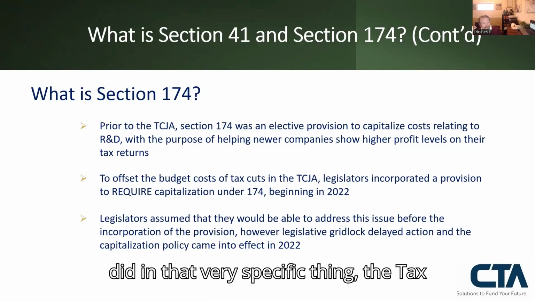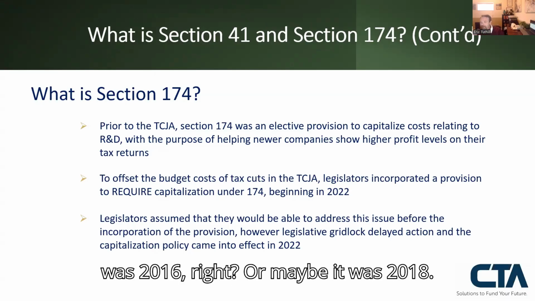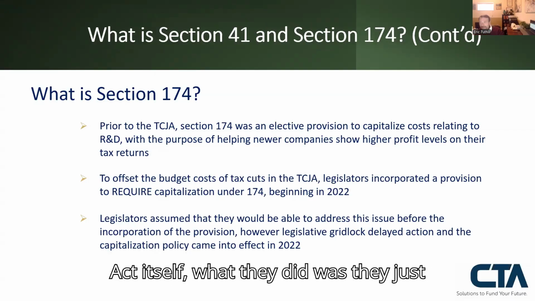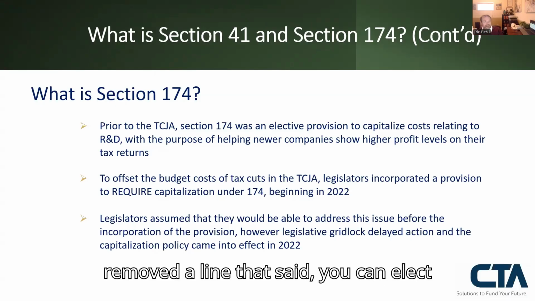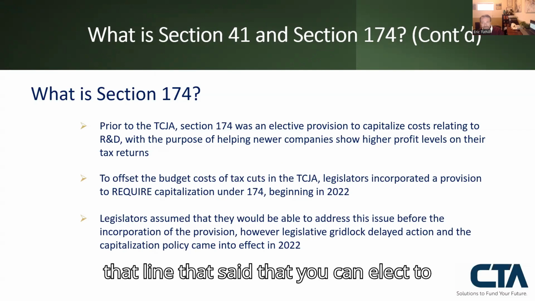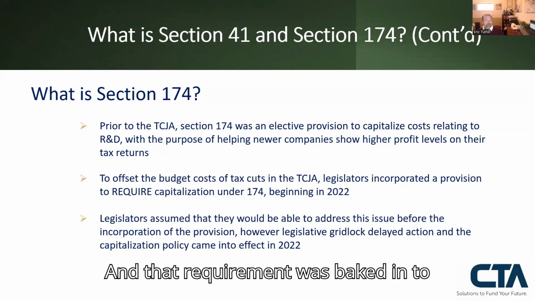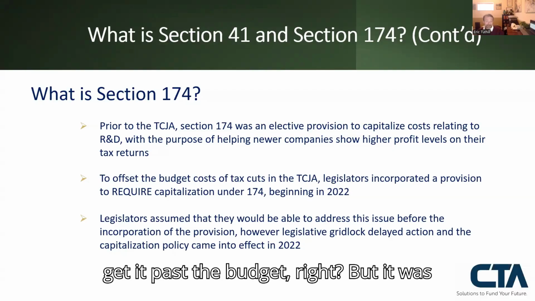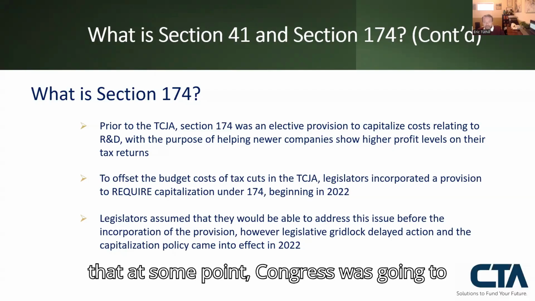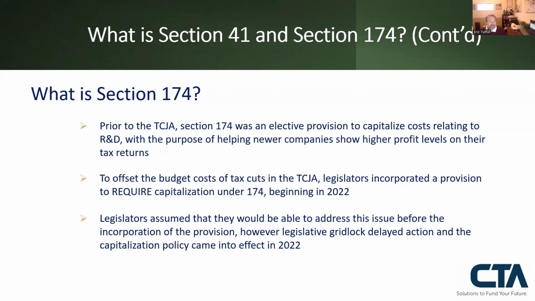And what they did in that very specific thing in the Tax Cuts and Jobs Act in 2016, I think that was 2016, right? Or maybe it was 2018. But in any case, in the Tax Cuts and Jobs Act itself, what they did was they just removed a line that said you can elect to expense this. And when they removed that line, they made it required, right? And that requirement was baked in to get it past the budget, right? But it was baked in like 3 or 4 years down the line, with the whole understanding that at some point Congress is going to go in and say this would be completely stupid and unfair. We shouldn't perpetuate this.